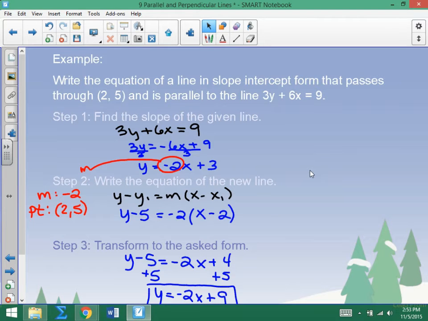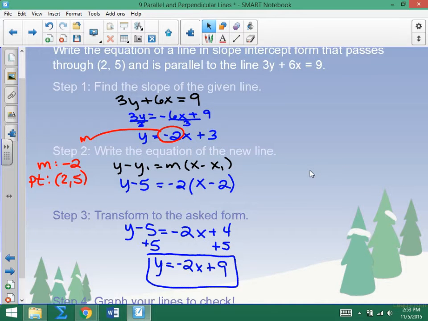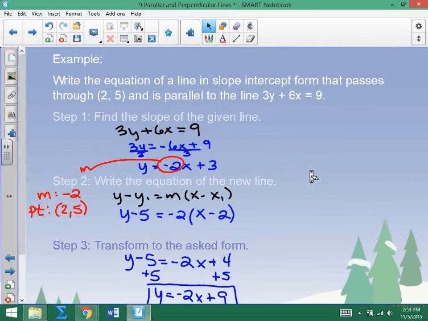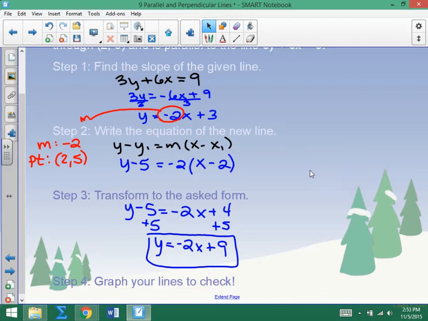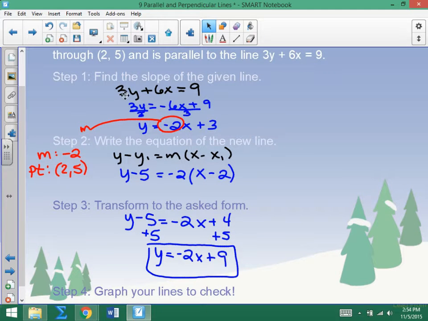So we just did the mini lesson on parallel lines. We're going to now look at perpendicular lines. If you did the practice problem, which hopefully you did, on the parallel lines, you should have gotten y equals negative 2x plus 9. If you didn't, then stop this or pause the video and take a look at the work I have shown here.